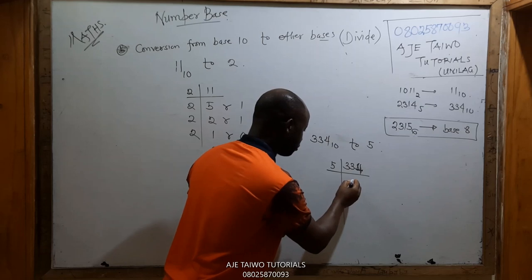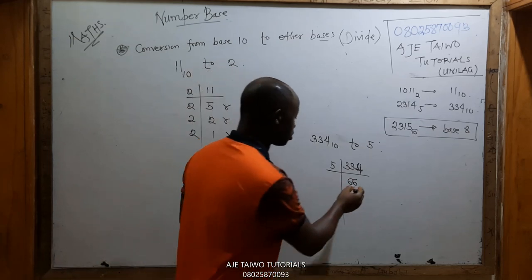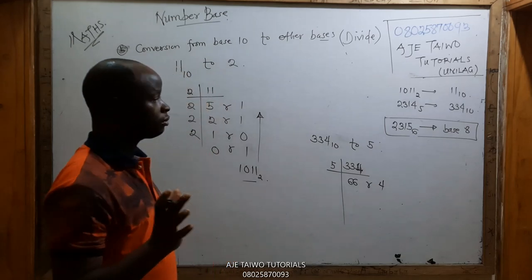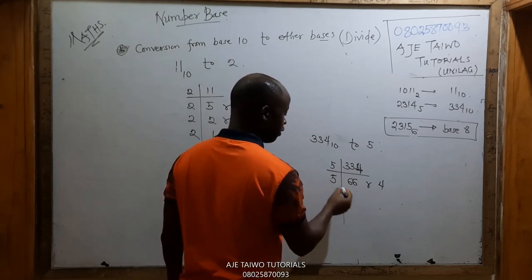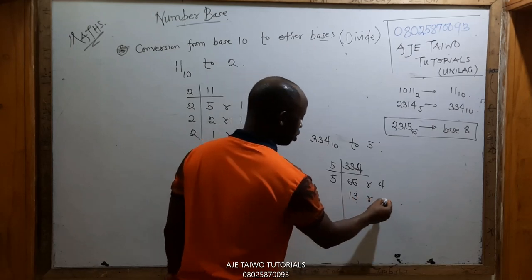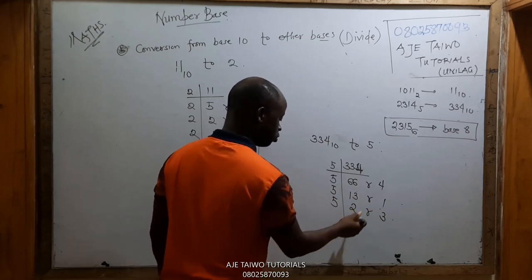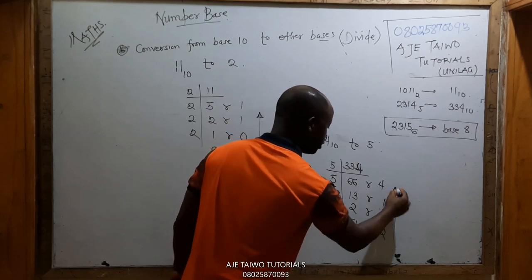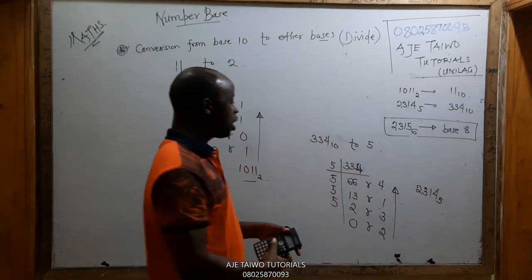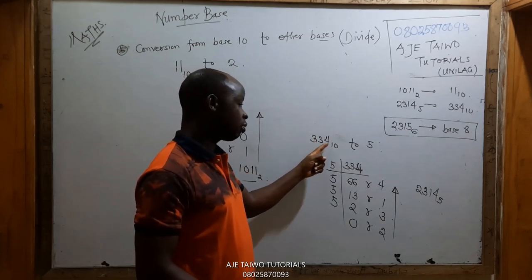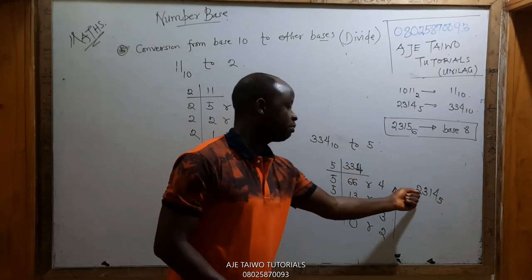It's giving us 66. You now check: 5 times 66 should be 330, so the remainder is 4. Then you divide 66 by 5 again: 5 in 66 is 13, remainder 1. 5 in 13 is 2, remainder 3. 5 in 2 is nothing, remainder 2. So you take them up like this: 2, 3, 1, 4, base 5. So to convert 334 to base 5, just divide by 5 repeatedly. All these are the remainders. You pick them out. Alright, that's enough on that.